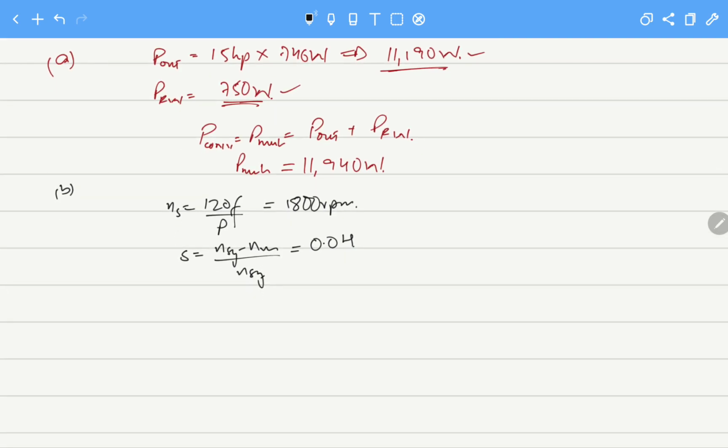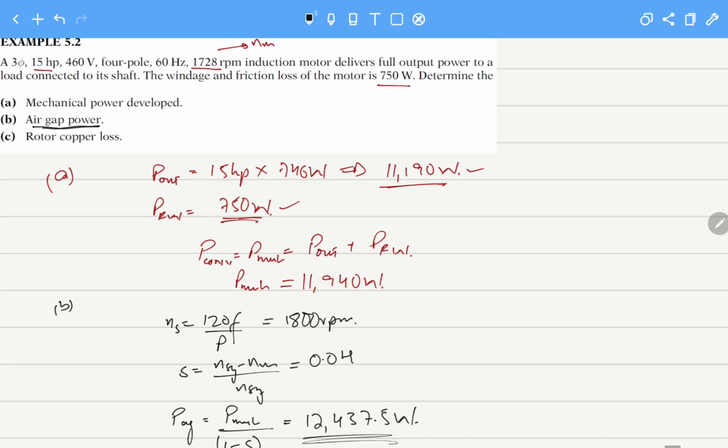Once we have the slip, we can easily calculate the air gap power, which equals the mechanical power divided by 1 minus S. This is through the derivation of the formulas previously discussed, and this will become 12,437.5 watts.